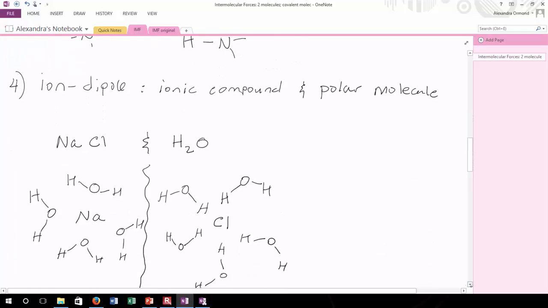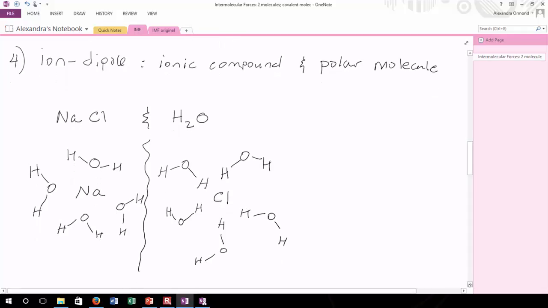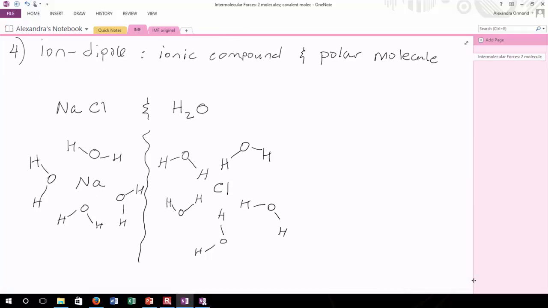Let's look at the fourth IMF, the ion dipole. This is between an ionic compound and a polar molecule, so you must have them both present to see an ion dipole IMF. For example, we have sodium chloride and water. Sodium is positive, chloride is negative because sodium lost an electron, gave it to chlorine, sodium became sodium ion, chlorine became chloride anion. And we know our water molecule. In a water molecule you'll have a partially positive end where the hydrogens are and a partially negative end where the oxygen is.